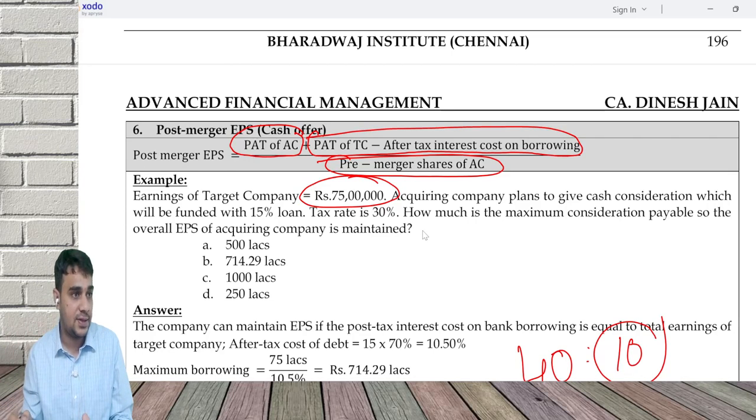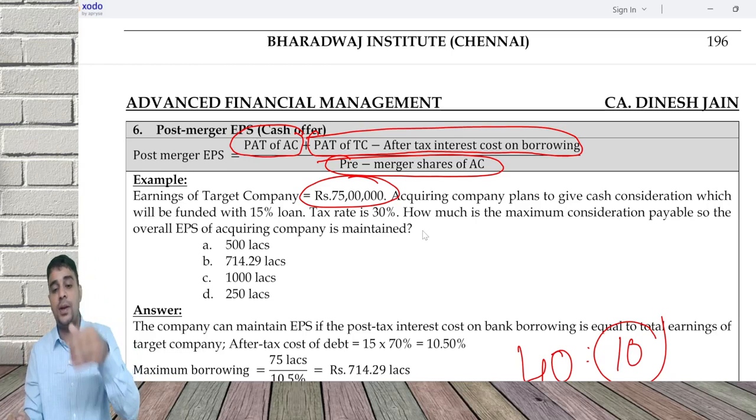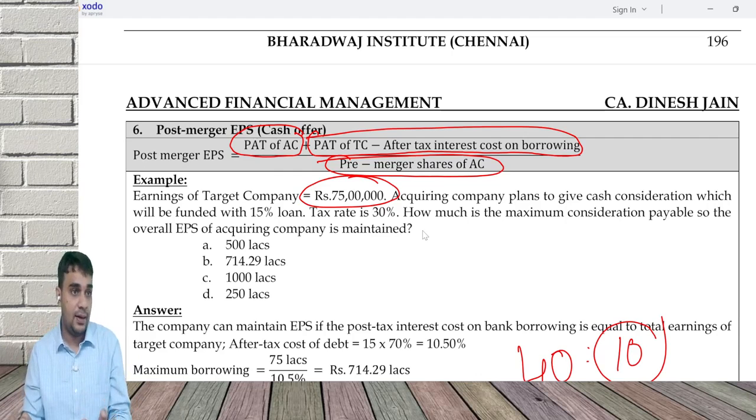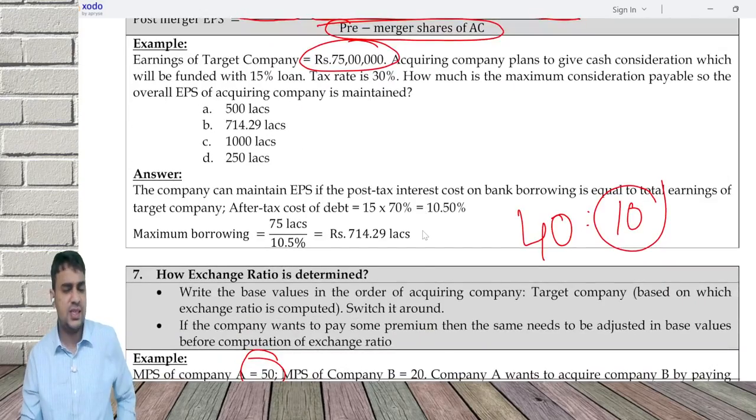Let's assume the PAT of acquiring company is 1 crore. This will go up by 75 lakh and go down by 75 lakh of interest cost. Your numerator will continue to be 1 crore. The denominator will continue to be the same number of shares. In short, EPS can get maintained if your interest cost on the loan is equal to the profit after tax of target company. Clear? Any doubts on this? We'll see this in a question later.